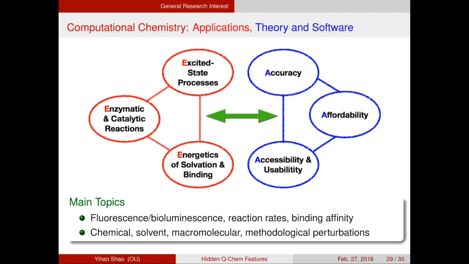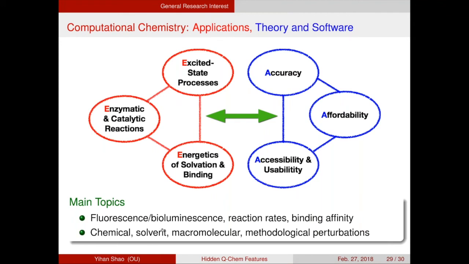The first E stands for excited state processes, namely fluorescence and bioluminescence. And the second E stands for enzymatic and catalytic reactions. And the third E is energetics of solvation and binding. I already talked about solvation a little bit today, but we are also looking at the binding processes, namely the binding of the light and the receptor.